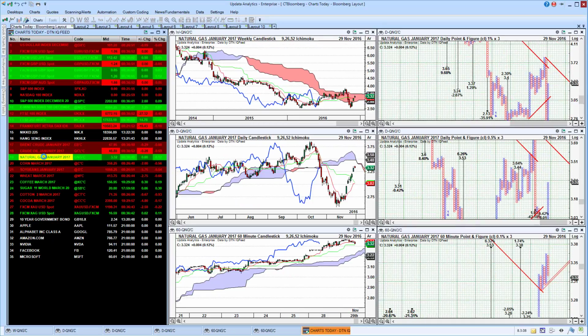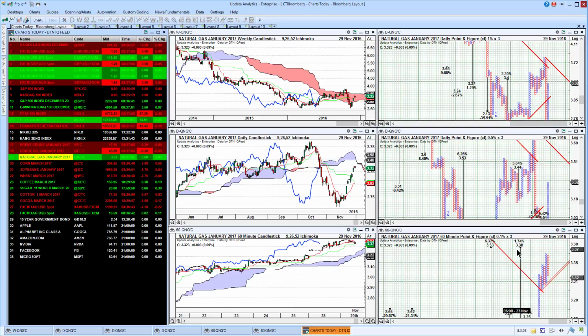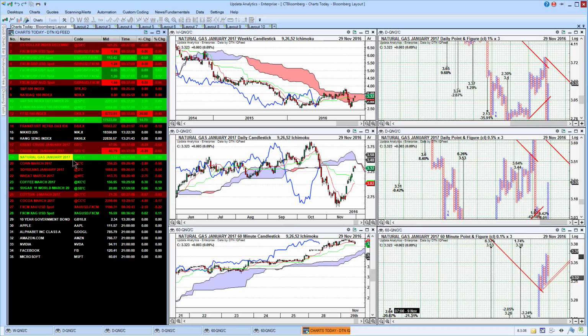Nat gas, we said yesterday, was looking stronger, and it's gone stronger still. We're still bearish on the weekly chart, but on the daily chart we're just trying to get back into bullish territory, and we are bullish on the 60-minute chart. And some pretty key upside targets on the short-term chart: $3.38, $3.53. We're starting to see nat gas looking a bit better, so that's quite key.